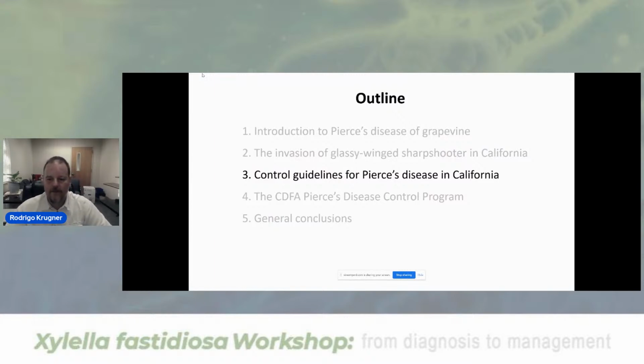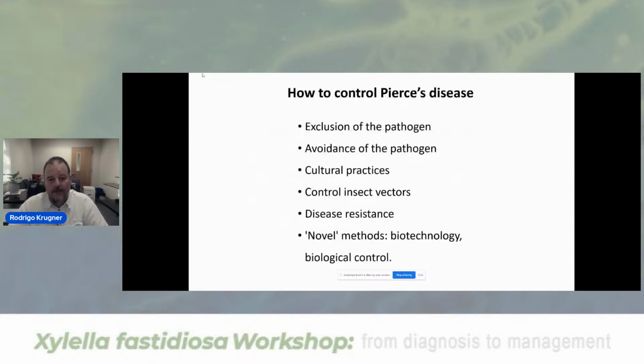So control guidelines for Pierce disease in California. These are recommendations to growers. So how do we control Pierce disease? One of the options is exclusion of the pathogen, which is kind of hard for Pierce disease because once the grapevines get infected, there's nothing we can do about it. There's no antibiotics or anything that we can do, at least something that's economically viable to exclude the pathogen from the grapevine. So not much on the exclusion part.